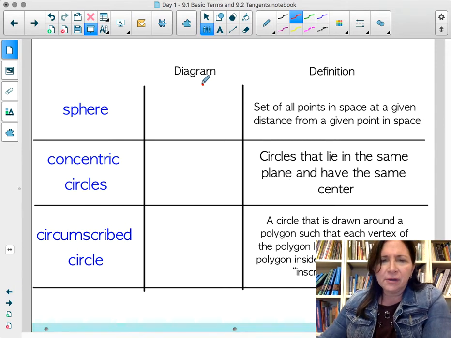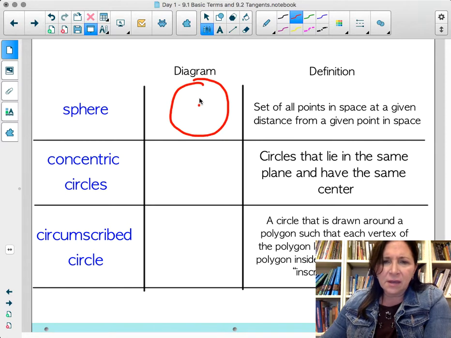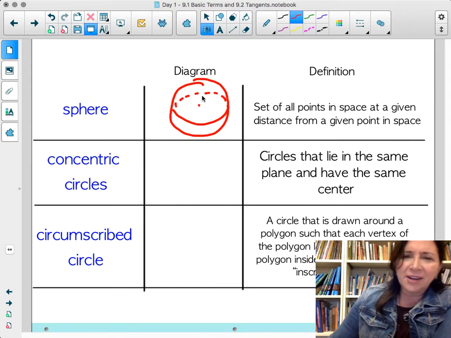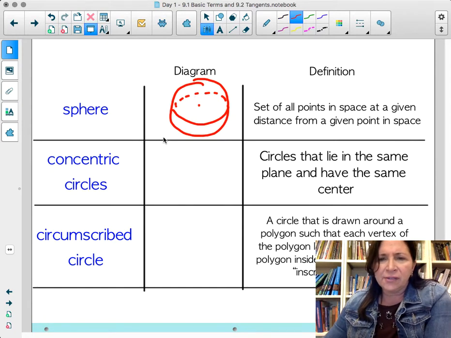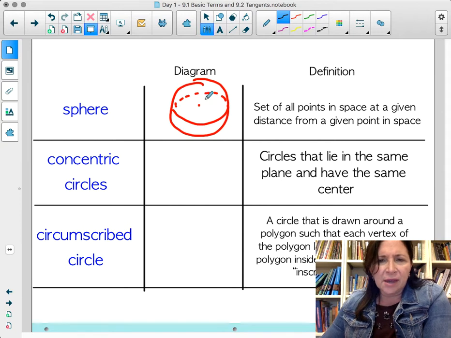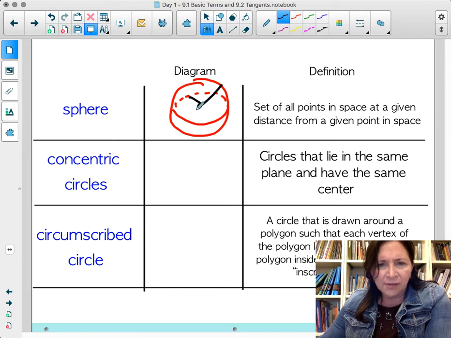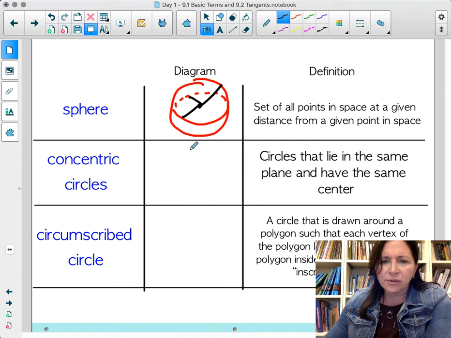A sphere looks like this. Let's try to make a sphere with dotted lines in the back, frown in back, happy in front. A sphere is the set of all points in space that are a given distance from one point. So here's my given point. This is sort of like radii, isn't it? Just like that, all the way around. Concentric circles are circles that lie in the same plane and have the same center.